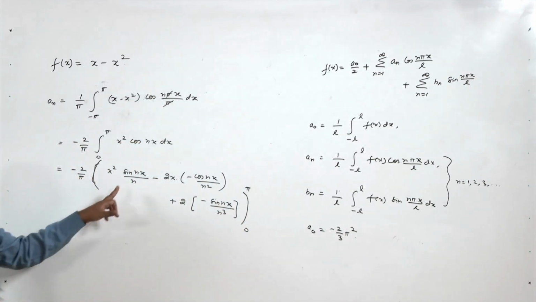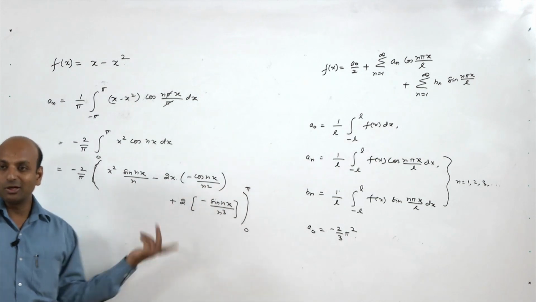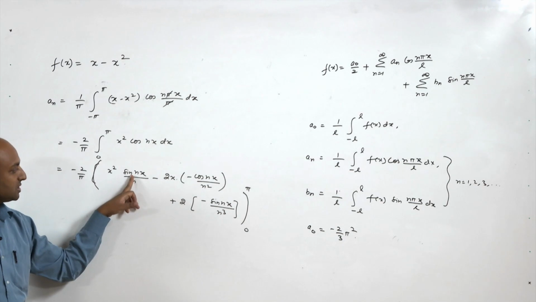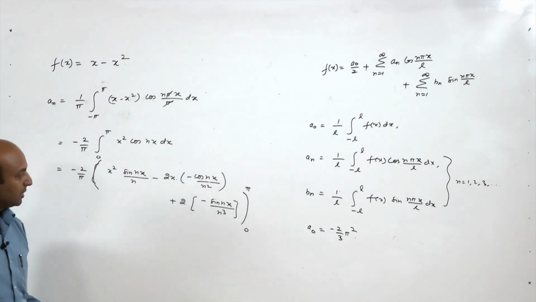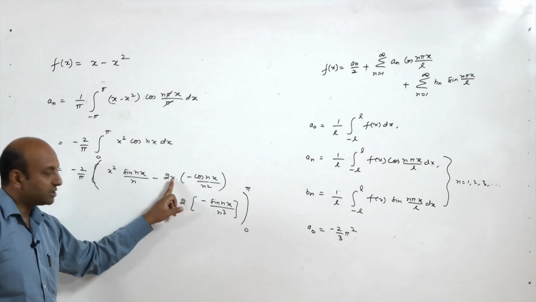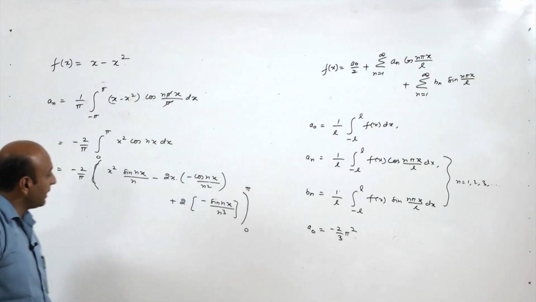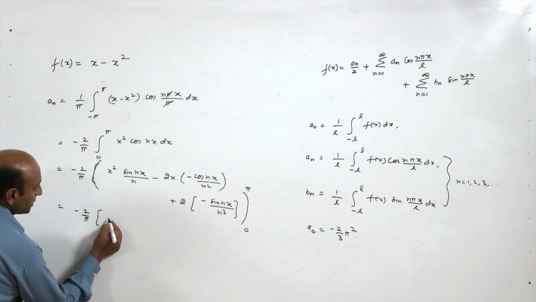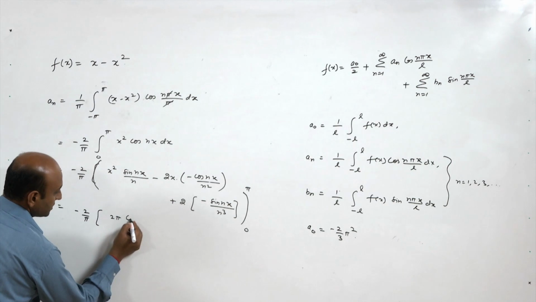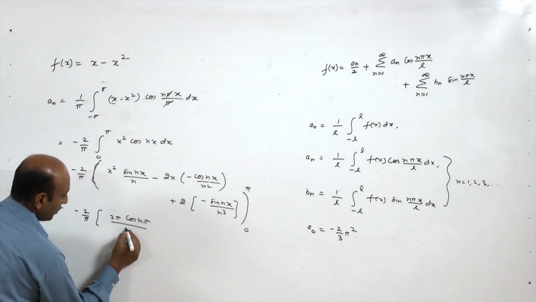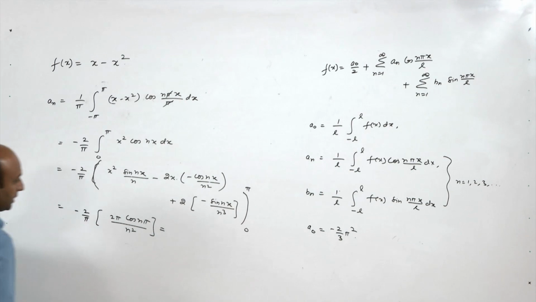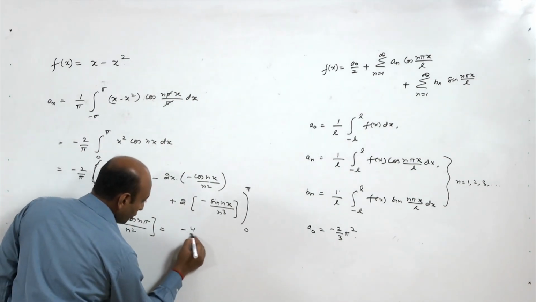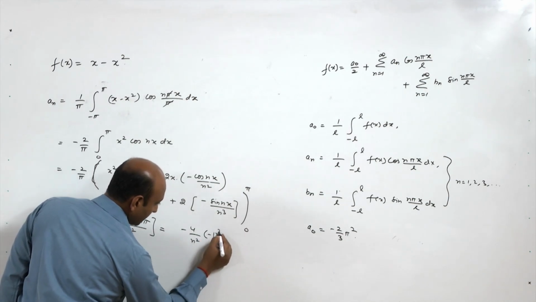Now, whatever terms of sine from 0 to pi are 0, because at the upper limit sin n pi is 0 and sin 0 is 0. So, this is 0, this is 0. Now, only this term is left. It is also 0 when x is 0. So, only the upper limit is left. It is minus 2 upon pi, it is 2 pi, and it is cos n pi upon n square, which is nothing but, pi cancels out, so it is minus 4 by n square into minus 1 to the power n.